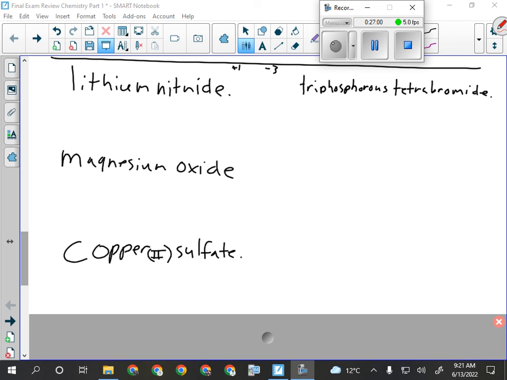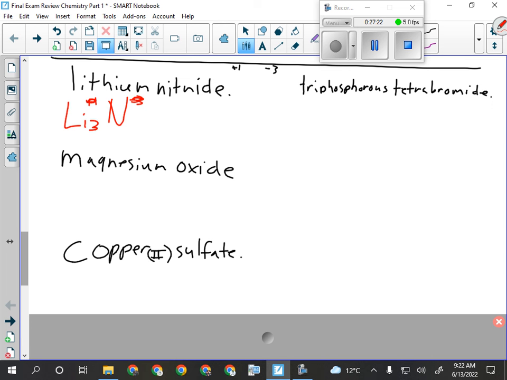All right, so for our first one here, we got lithium nitride. So is that ionic or molecular? It's ionic. Lithium is a metal, nitride is a non-metal. So I write the formula for lithium and its charge. I write the formula for nitrogen and its charge, and what do I do? Drop and swap, right? So Li3N is going to be my formula for lithium nitride.